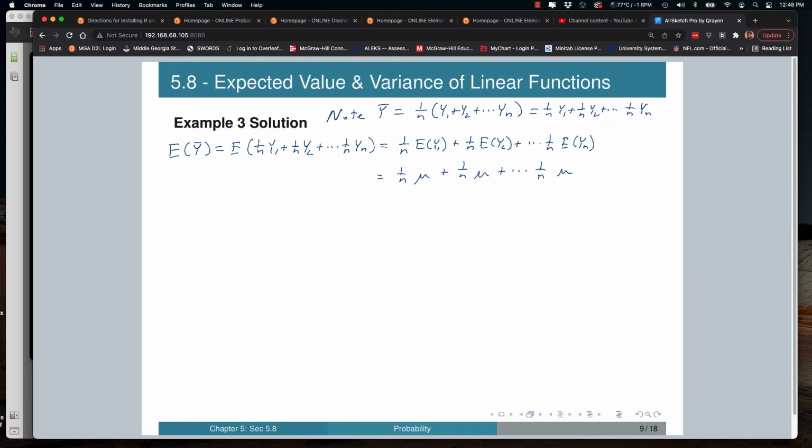Well, that means we have 1 over n times mu, n times, right? So that's n times 1 over n times mu. The n's cancel and we end up with mu. So we just showed that the expected value of a sample of random variables ends up giving us the population mean, just using the idea of the linear function concept, which is kind of cool.